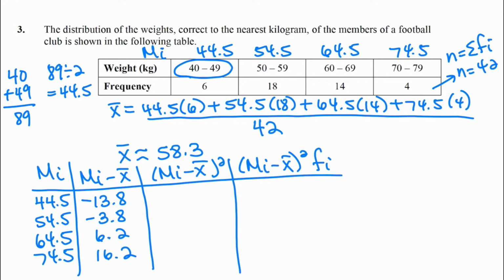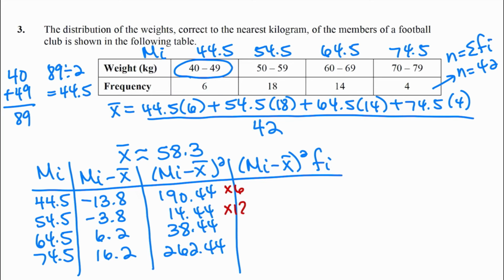I'm going to now take those differences and I'm going to square them. I get 190.44, 14.44, 38.44, 262.44. Lastly, I'm going to take each one of those values in that column and multiply it by its respective frequency. So the first frequency is 6, 18, 14, and then 4. So I'm going to take each one of those values and multiply by those frequencies.